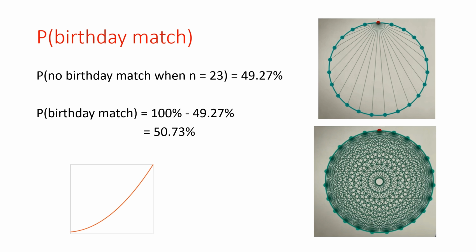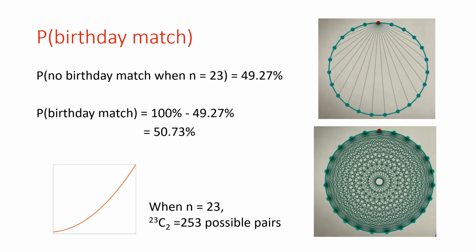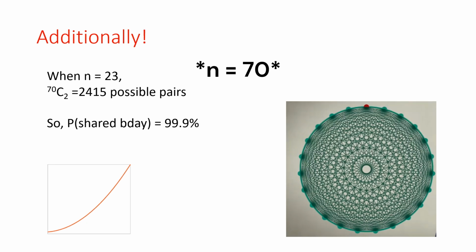Our brains struggle to intuitively grasp this nonlinear relationship, which is why it might seem unlikely that 23 people can create 253 possible pairs. But once we understand this, the birthday problem starts to make more sense. Each of those 253 pairs represents a chance of a birthday match. Now, let's do a final thing. In a group of 70 people, there are 2,415 possible pairs, and the probability of a shared birthday is over 99.9%.